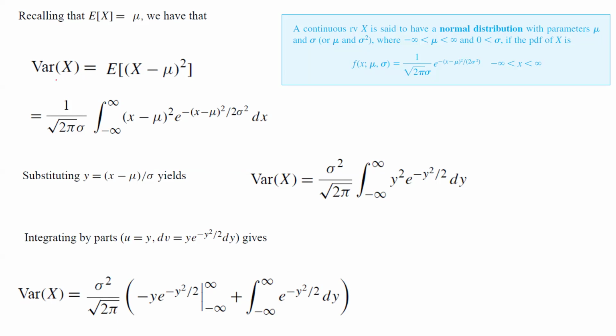The very first term here is just 0. If I plug in infinity, I get 0 back. If I plug in negative infinity, again, I get 0 back. So this quantity is 0. The only thing we need is calculating the second integral. We want to show that this is equal to sigma divided by square root of 2 pi times this integral, which becomes sigma squared. How do we do this calculation? Let us go to the next page and show you what to do.